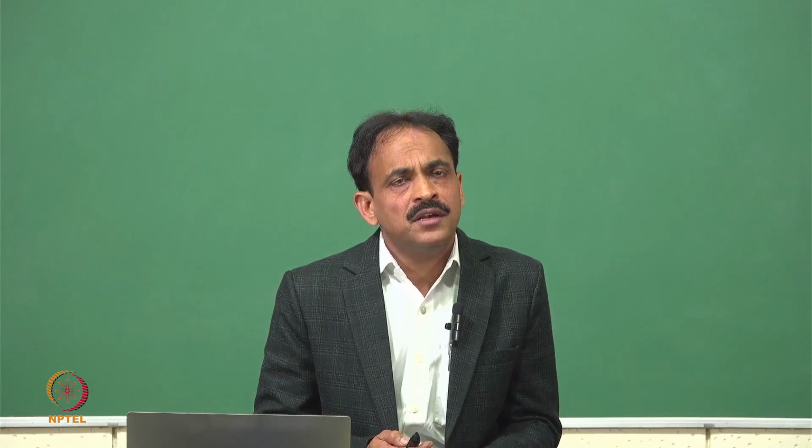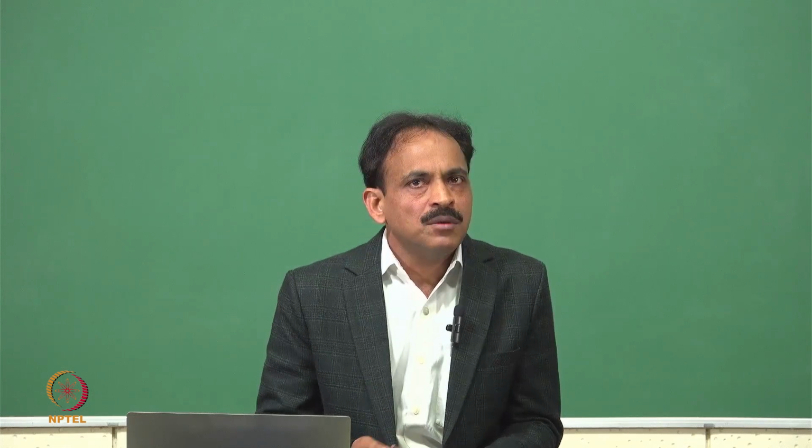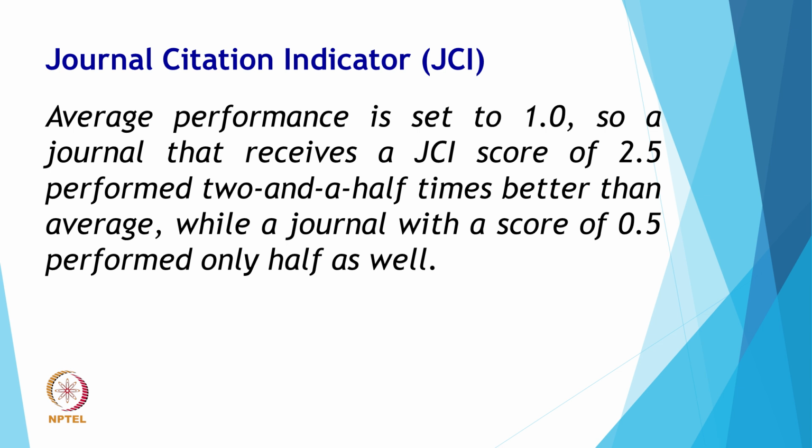JCI, there are various indicators in JCI. What is the meaning of those indicators? A journal with the indicator of 1 received the average citation count in its category.